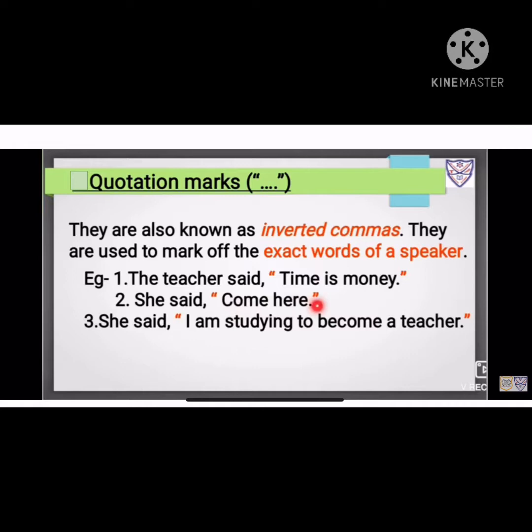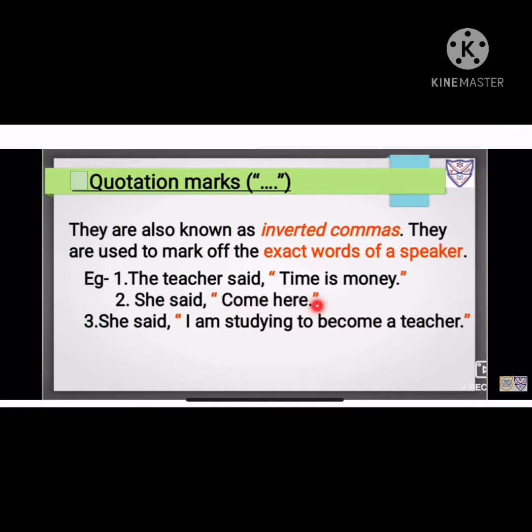In the same way, number 2, she said, "Come here." It's an order sentence. What does she say? Come here. That's the actual word of the speaker, so I'm going to quote it with the double inverted commas. Number 3, she said, "I'm studying to become a teacher." What did she say? That I'm studying to become a teacher. So these are the actual words of the speaker, that is she. So I'm going to quote it with my double inverted commas, or I can also call it quotation marks. In this way we have seen how to use quotation marks or inverted commas.